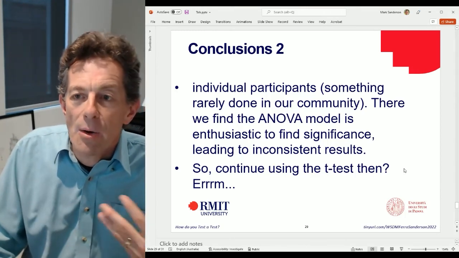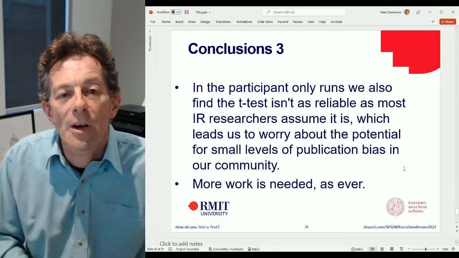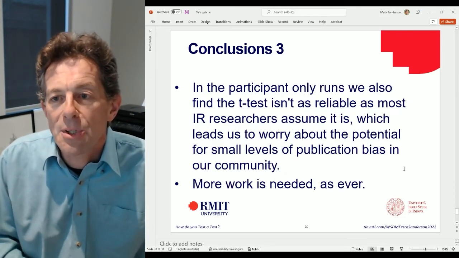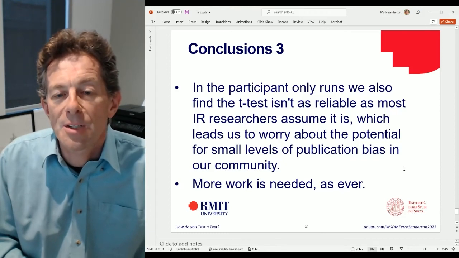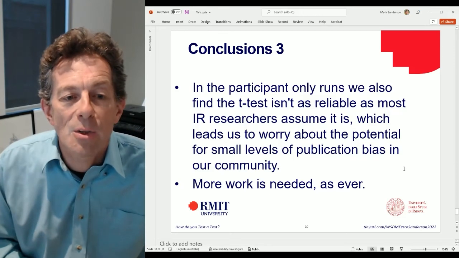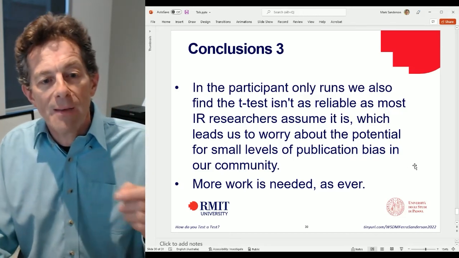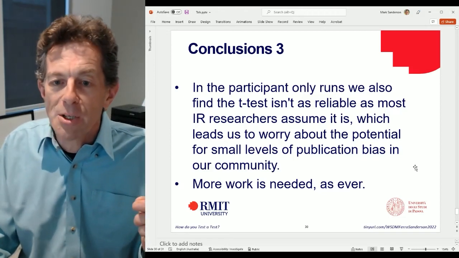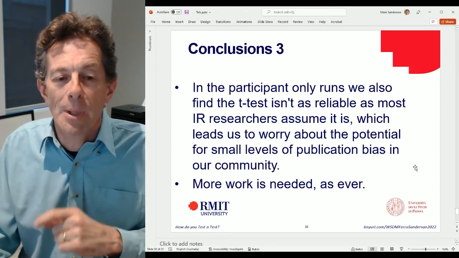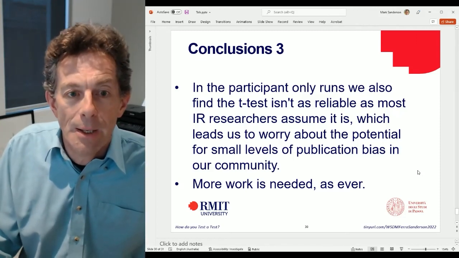So, you might say, okay, well, I'm going to stick with using the t-test then. Well, the final bit that I showed you was that the t-test is also potentially not as reliable as we perhaps thought it was. And this does cause myself and Nicola to worry that there is the potential for publication bias in our community. I want to emphasize that we didn't show publication bias, we showed the potential for publication bias, but we do think that more work is needed.